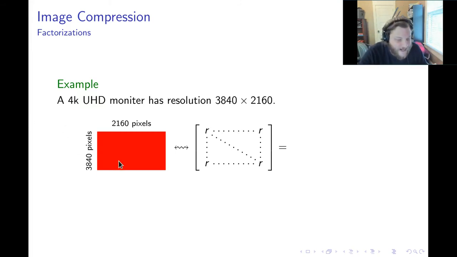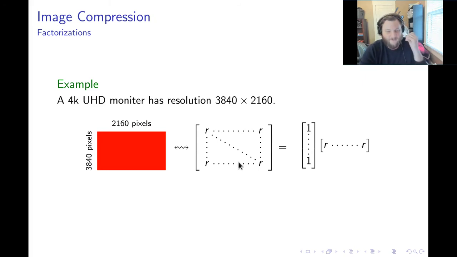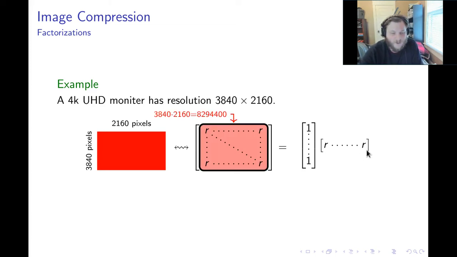So the data in this red rectangle is represented by a matrix of dimensions 3840 by 2160. And the thing I want to alert everyone to is that the data in this matrix could be more conveniently packaged with a matrix factorization. Why not take this 3840 by 2160 matrix and factor it as a column of ones multiplied by a row of red signals? What's the purpose in doing this?